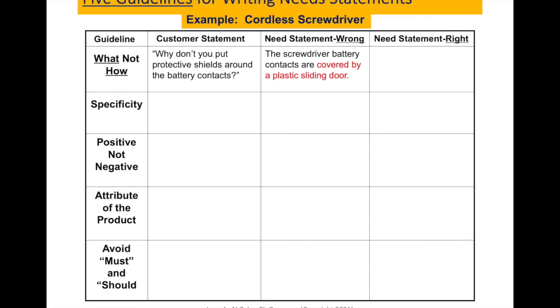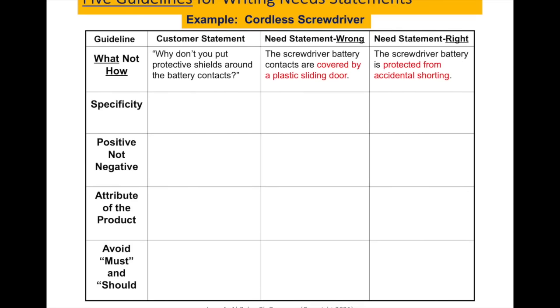If you recall from the previous lecture, we said always that we would like to focus on what, not how, correct? Now, in this example, the need statement that a group of students have written is actually providing a solution, which is a plastic sliding door. So you need to focus on what, not how, and that's a mistake.